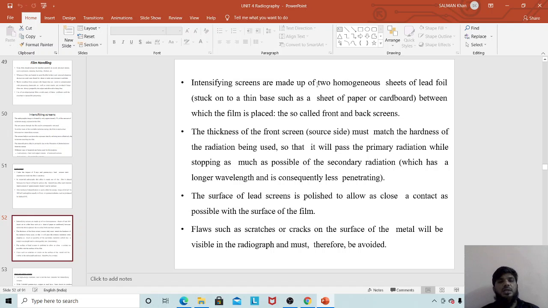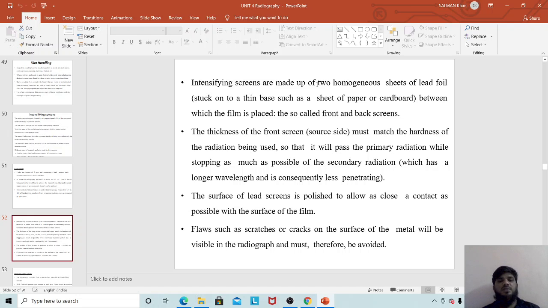Okay. The thickness of the front screen must match the hardness of the radiation being used, because if the whole radiation is falling on the screen, the screen undergoes a number of chemical reactions, and it will completely react. If the screen is not a thicker one, or the thickness of the screen is not proper, if it does not match the hardness of your X-ray radiation, then it will even melt sometimes.